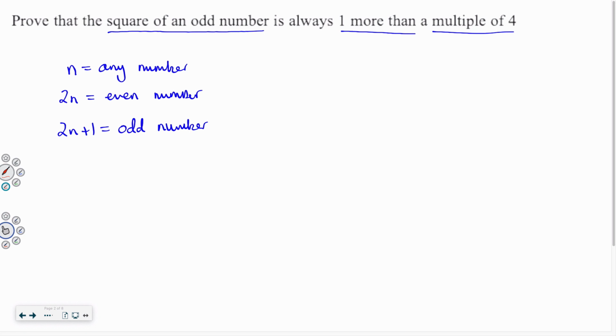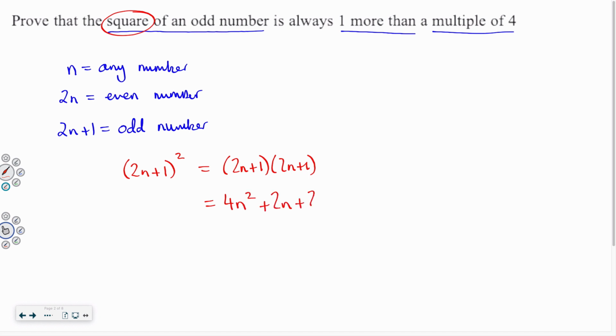And now it says is always one more than a multiple of 4. So this is what I'm trying to aim to get. So the first thing I'm going to do is I'm going to square this 2n plus 1, as it says the square of an odd number. So 2n plus 1 squared, and what that means is 2n plus 1 times 2n plus 1. And if we expanded that, we would get 4n squared plus 2n plus 2n plus 1. And that gives us 4n squared plus 4n plus 1.